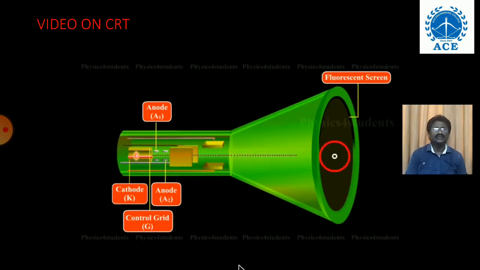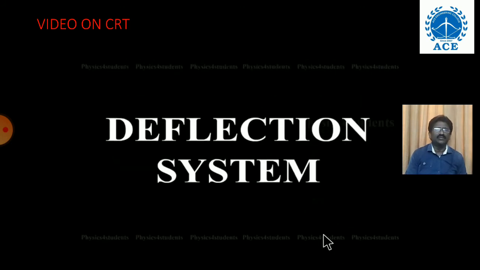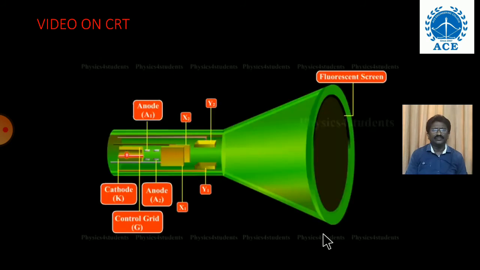Then the electron beam strikes the fluorescent screen, which is coated with fluorescent material. Next is the deflection system. With the help of two pairs of plates, X1, X2 and Y1, Y2, there are two types of deflection systems. One is horizontal and the other is vertical. So the electron beam traveling towards the screen can be deflected by the X plates and Y plates. These plates are placed between the anode A2 and the screen, in the path of the beam.